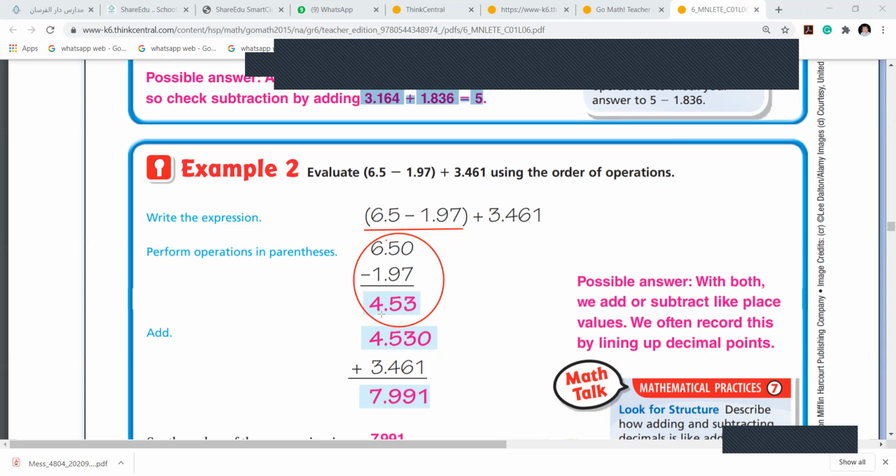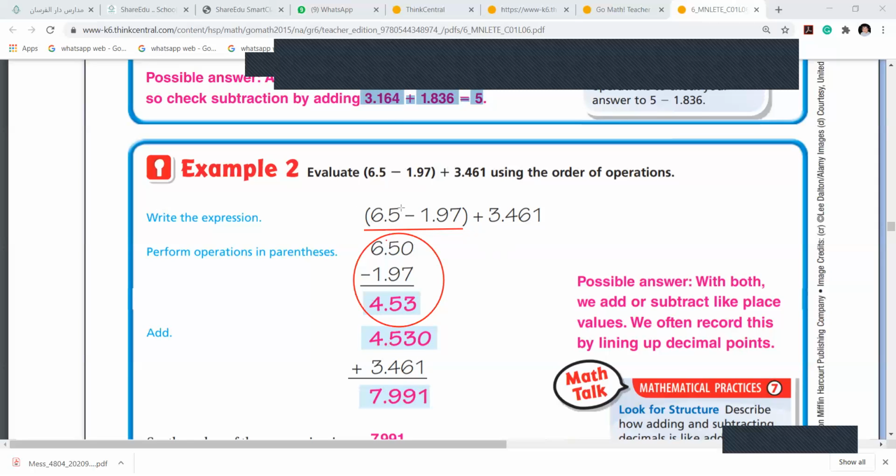I got an answer. Now in the bracket, what is supposed to be there? 4.53, because I minus. After that, this 4.53, what is left? 3.461. I need to add 3.461 and I did that. 4.53 plus 3.461. You will add 4.53 with what? 3.461, because see what is written: plus 3.461. I minus this, but what is there to add? They said plus 3.461.